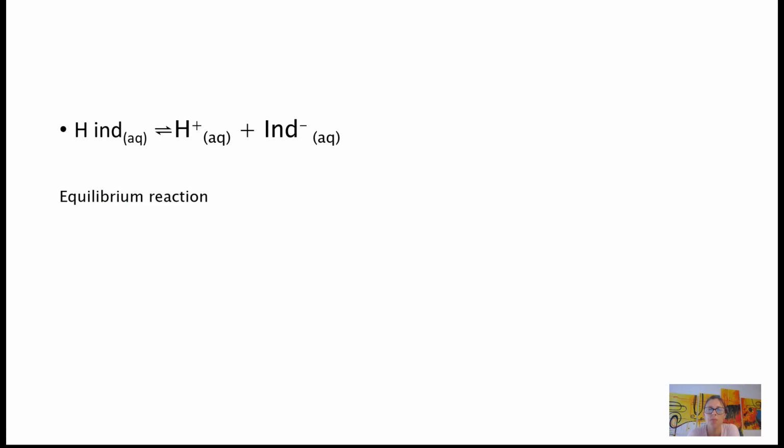Some indicators you may find are better than others, and we're going to look at a range of those in class. If you used the red cabbage, you may have found that when you tested it in a variety of different substances, you got a variety of different colours, whereas some indicators may just indicate that it's acidic or it's basic. So we'll discuss that a little bit more in class.